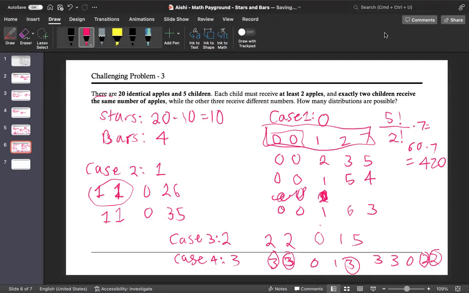That's a lot. I don't think we could have listed them and gotten it. That would have taken way long.